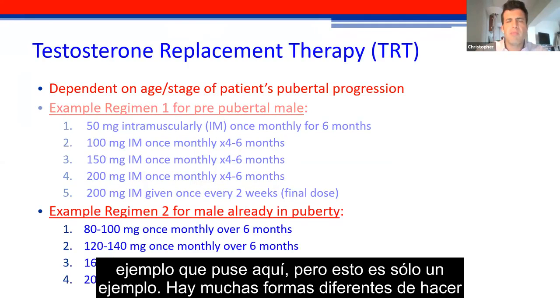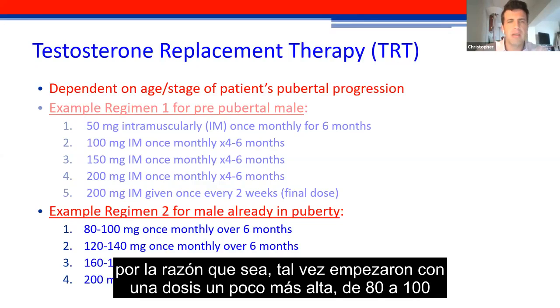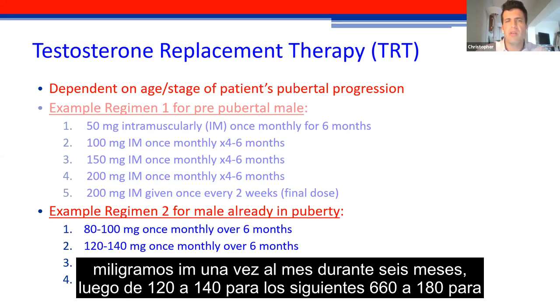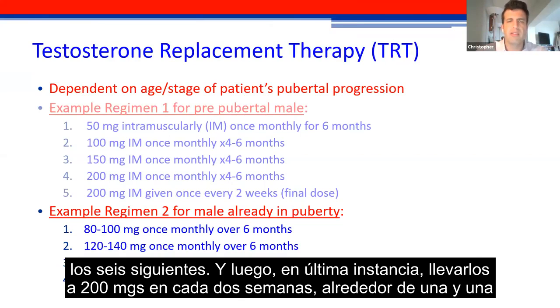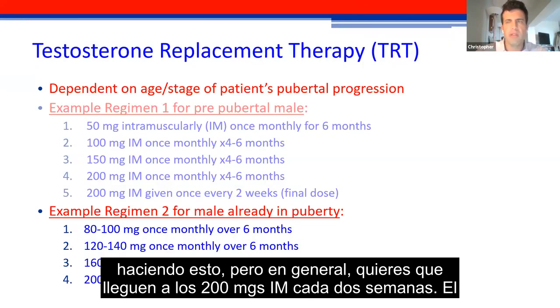Here's another example, but this is just an example. There are many different ways of doing this. For a male already in puberty, let's say they're in the early stages and they stopped for whatever reason, they may be started on a slightly higher dose, 80 to 100 milligrams IM once a month for 6 months, then 120 to 140 for the next 6, 160 to 180 for the next 6, and then ultimately get them to 200 mgs IM every 2 weeks, about 1.5 to 2 years after you start the medicine. So again, very different ways of doing this, but all in all, you want to get them to the 200 mgs IM every 2 weeks.